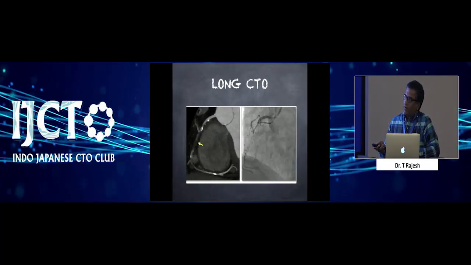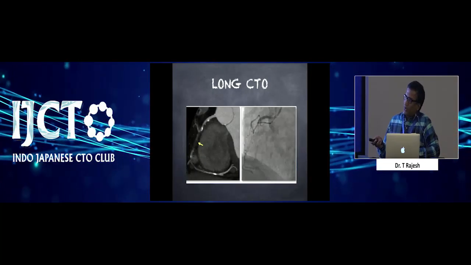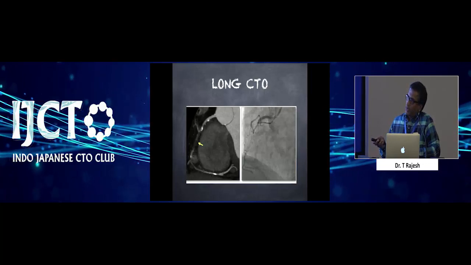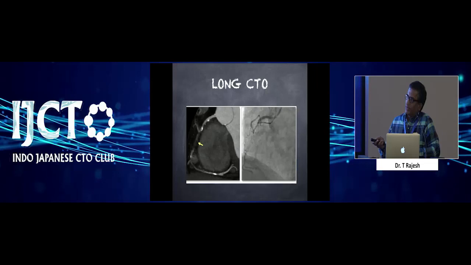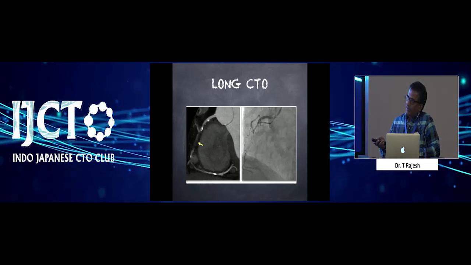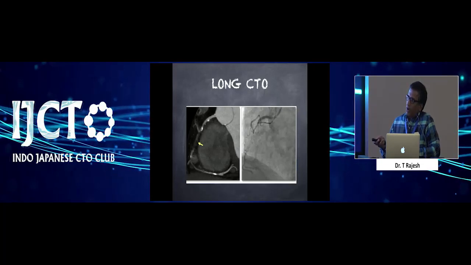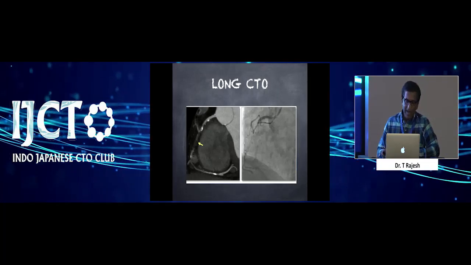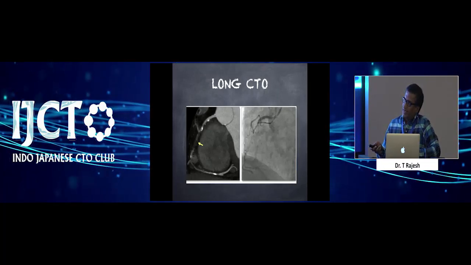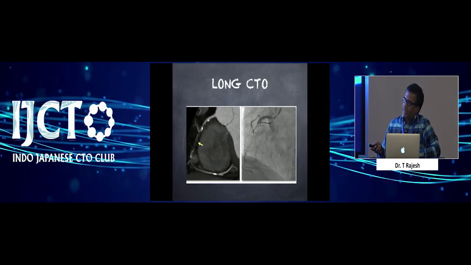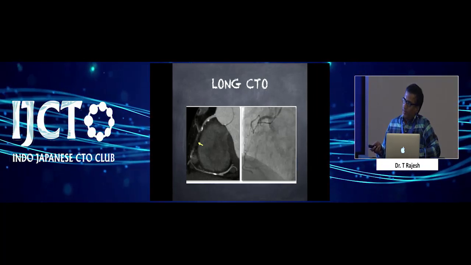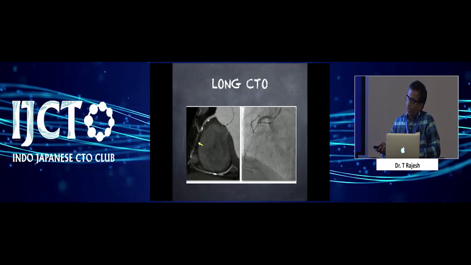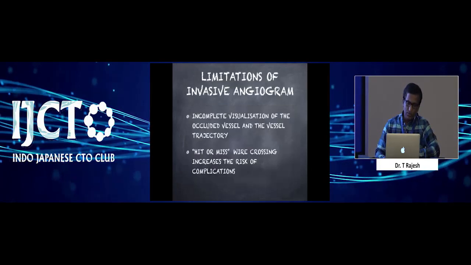This is an example of a long CTO. This is a conventional angiogram. You can see a totally occluded vessel with some bridging collaterals, but we have no idea about the presence of calcification here or the morphology of the plaque. But in this CT on the right side, you can see dense calcification here, not much calcium in the lumen, and so we can actually calculate the length of the occlusion from the CT images also.